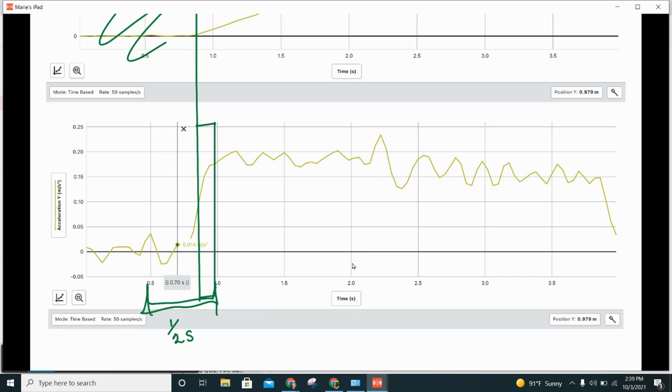And then this part looks really bumpy, but in reality, the difference between here and there is 0.05 meters per second squared, which is basically nothing. So we're going to consider this to be basically a straight line.